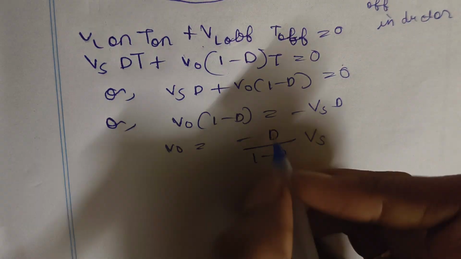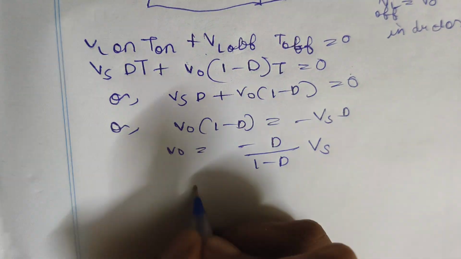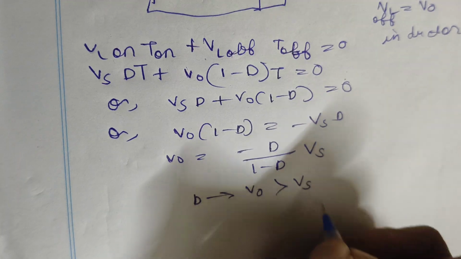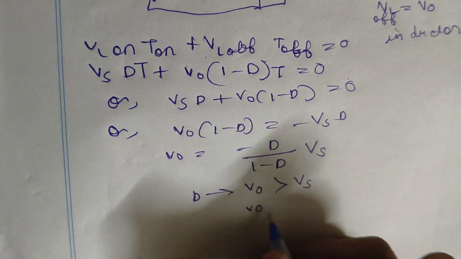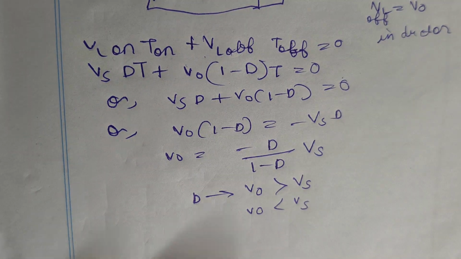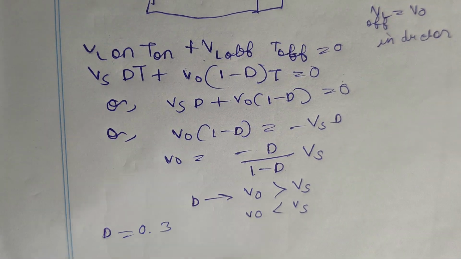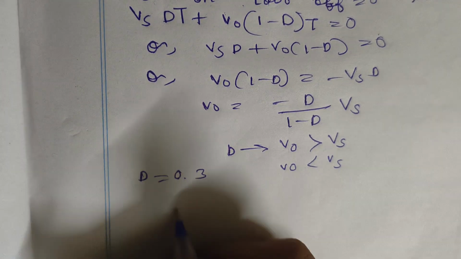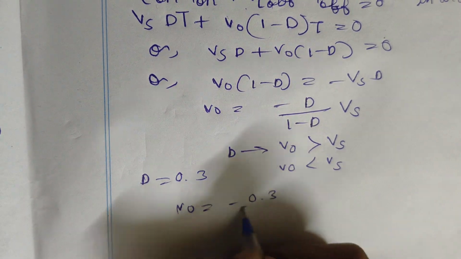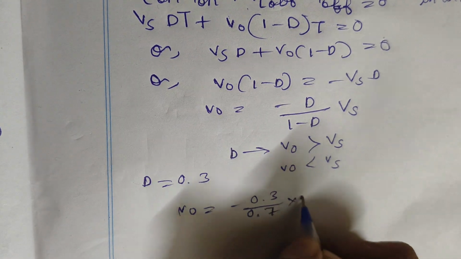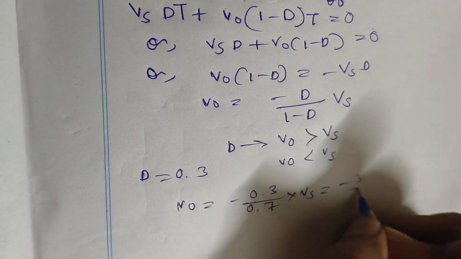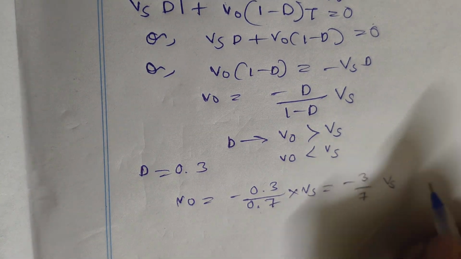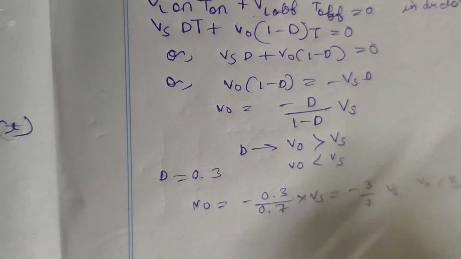Now you see, depending on D, the output voltage can be greater than the supply voltage, or it can be less than the supply voltage. Let's say D is equal to 0.3, that means a 30% duty cycle. Then the output voltage will be minus 0.3 by 1 minus 0.3, that is 0.7, into Vs, that is minus 3 by 7 times Vs. That is definitely less than Vs.